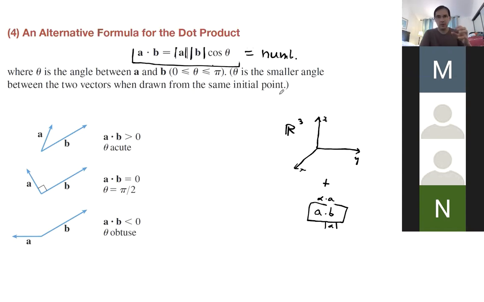This is a number, so it's either positive, negative, or zero. What does the dot product tell you about the position of those two vectors? See, this is absolute value of A. So this number is positive, this number is positive, and you have cosine theta, and theta is between 0 and pi. So let me remind us how the function cosine looks.